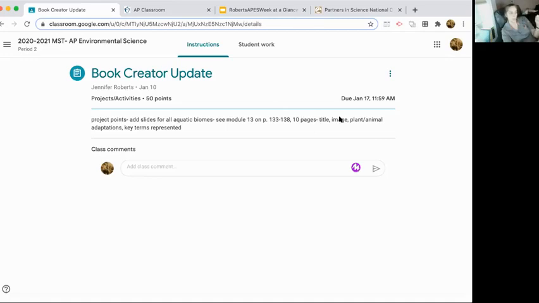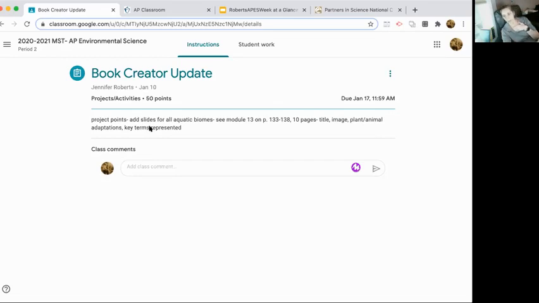So title of what the aquatic biome is, and you'll see them. They're just the subheadings on these pages of your book. An image, so a study image, and that you're copying and pasting, and then a plant and an animal adaptation of something in that aquatic zone. And then any key terms you see represented in bold in that section, if you don't know them.